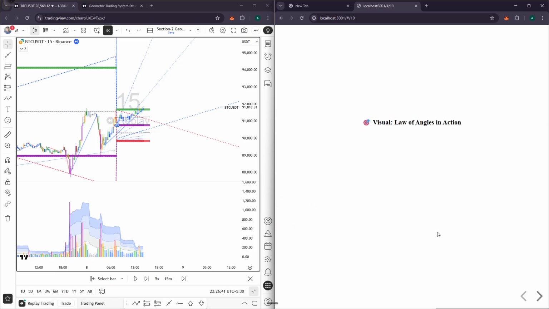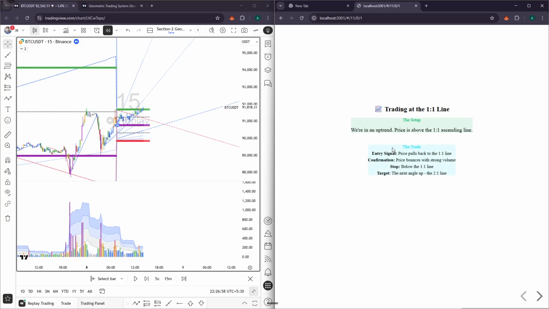All right, so visual law in action. So price moving through grid, watch how price respects these levels and moves from one angle to the next, which I already showed to you. Okay, and trading at the 1 by 1 line. The setup is, if we are in uptrend, price is above 1 by 1 ascending line, the trade entry signal is price pulls back to the 1 by 1 line, confirmation, price bounces with strong volume. Okay, stop is below that 1 by 1 line, and target is the next angle, which is 2 by 1.